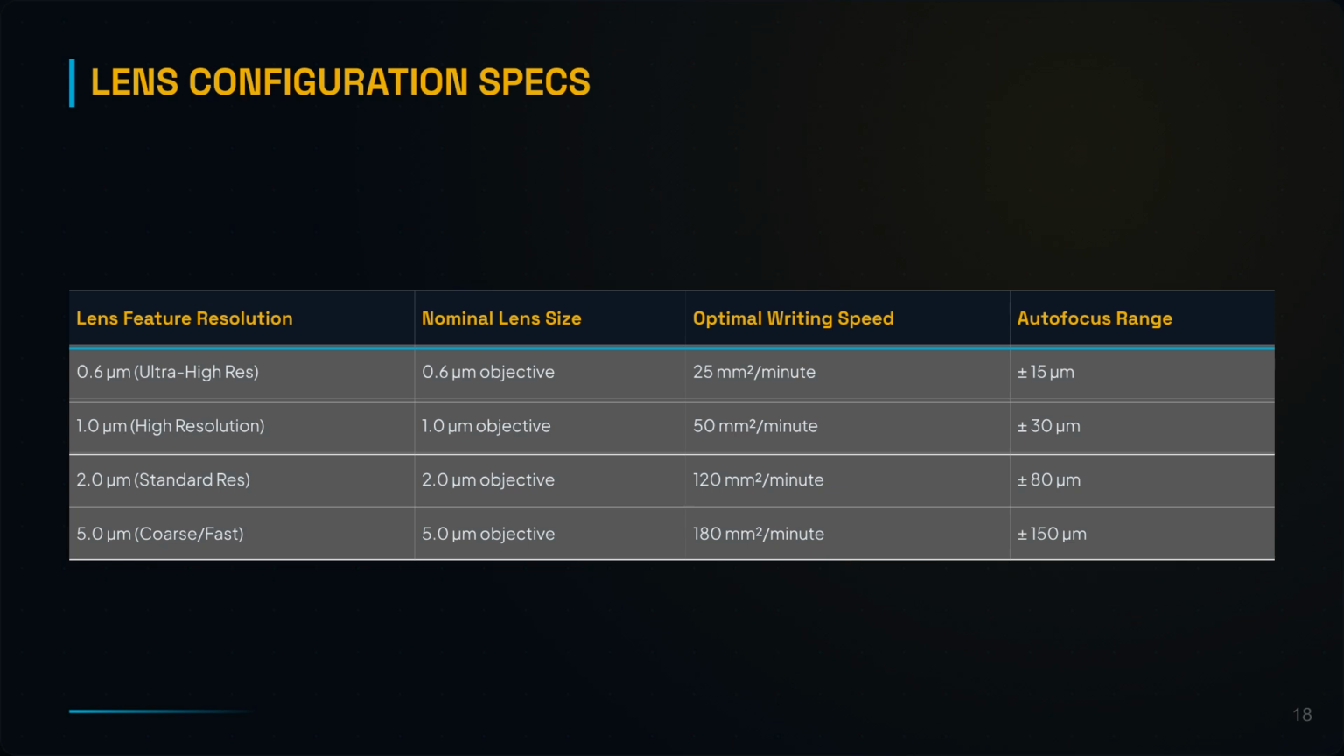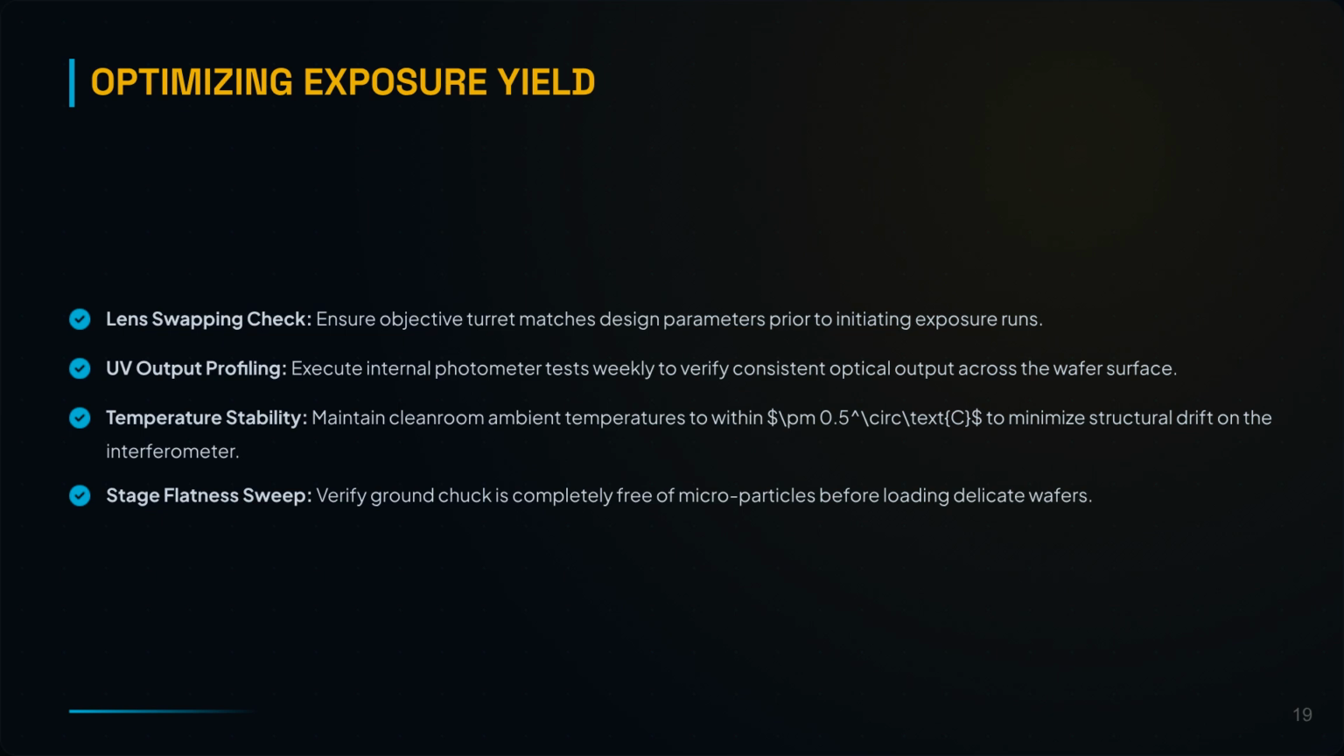The laser exposure sequence is a multi-step process: loading the wafer, calibrating by finding edges, auto-aligning to reference marks, locking the laser focus, and finally running the UV write process. System performance depends on lens configuration. Features range from high-resolution 0.6 micron optics with precise focus ranges to faster, 5 micron options for larger-scale patterning.